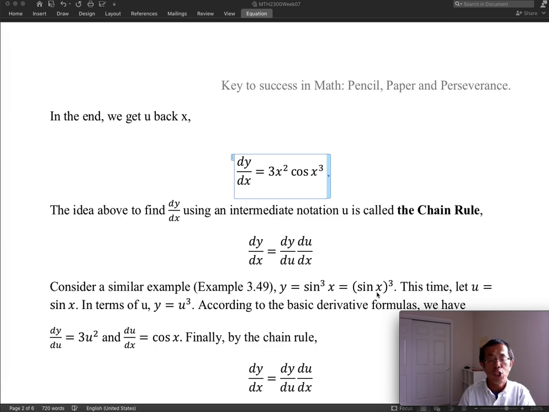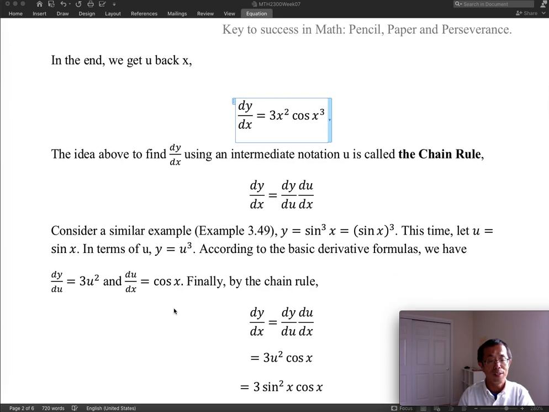With the chain rule in mind, I know I can always create a notation to replace a bigger part with a single notation. So this time the notation u is just for sine x. When I create u for sine x, the function y is not a trigonometric function anymore in terms of u. It is u to the power of 3. Anyone remember what type of function this is? It's not trigonometry, it is a power function.